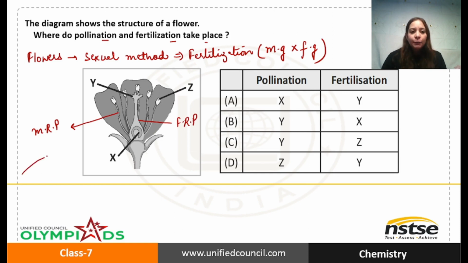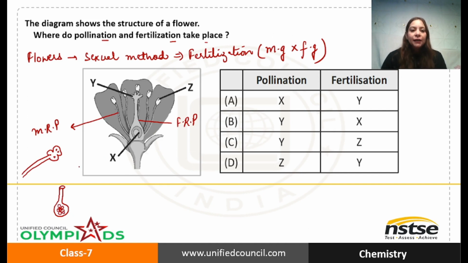Male reproductive part consists of filament. It has an anther lobe, and in it there are pollen grains present. And if I talk about the female reproductive part, it has ovary, this is style, and this is stigma, and inside there are ovules. Like this.